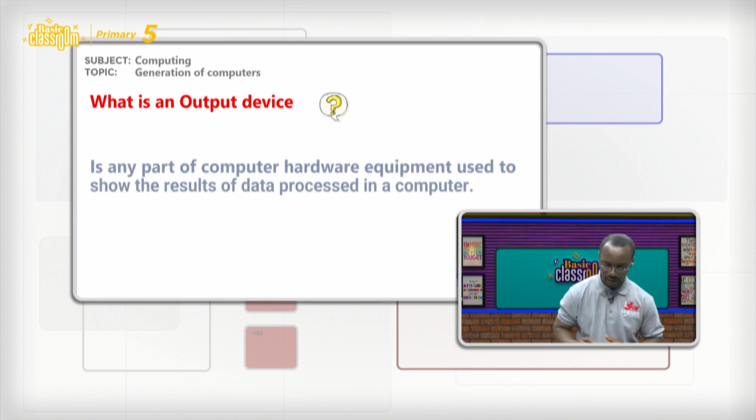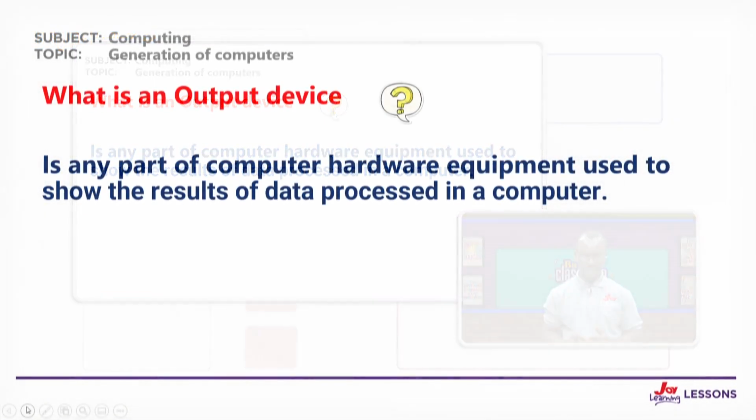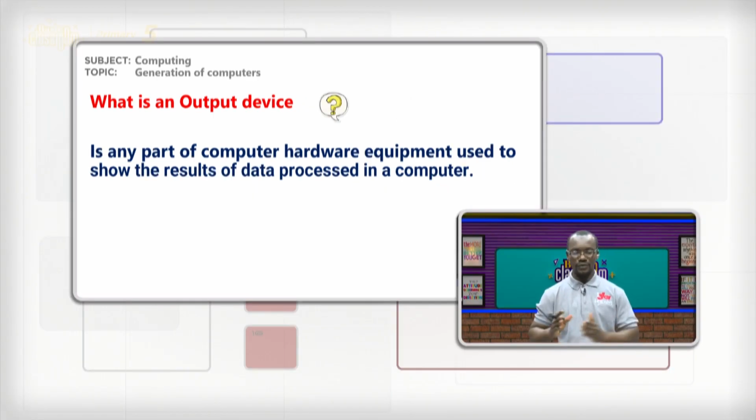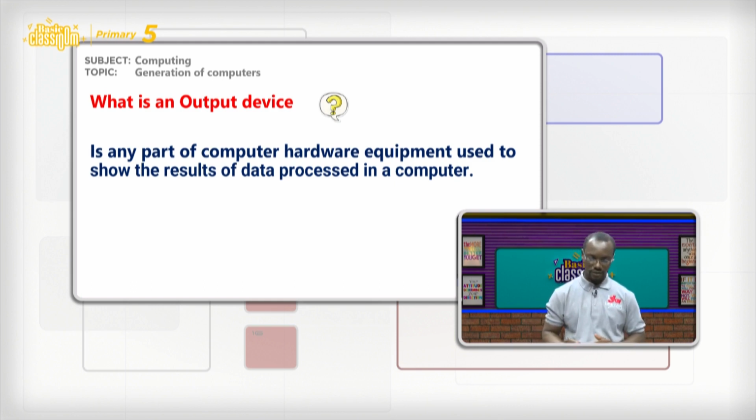An output device is any part of the computer hardware equipment used to show the results of data processed in a computer. So any device that will output our sound, our video, our text, and our graphics, that kind of device is what we term as an output device. Okay?